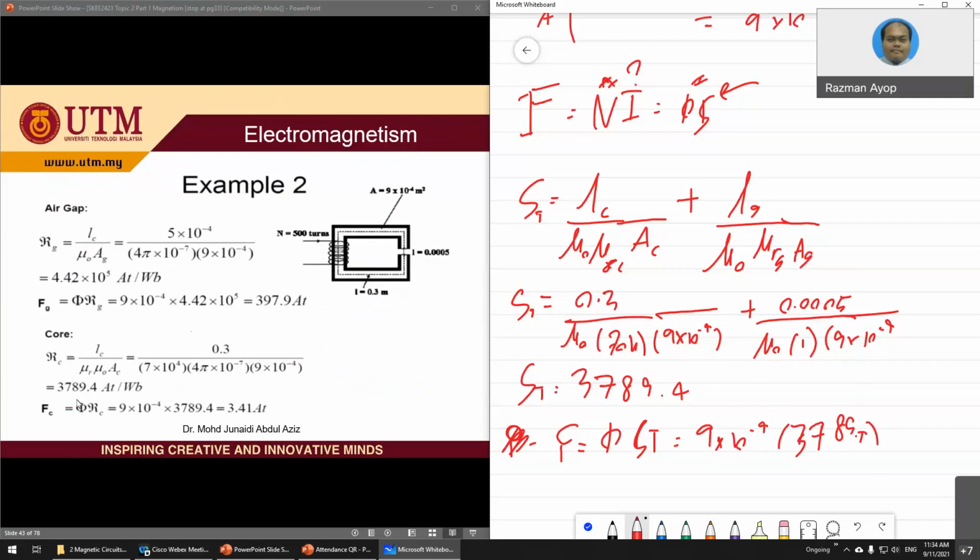So one thing you have to look here, you can see here, the reluctance for the air gap is much higher than the core. So the resistivity in the gap is much higher. So make sure you know that characteristic. This one can be useful.